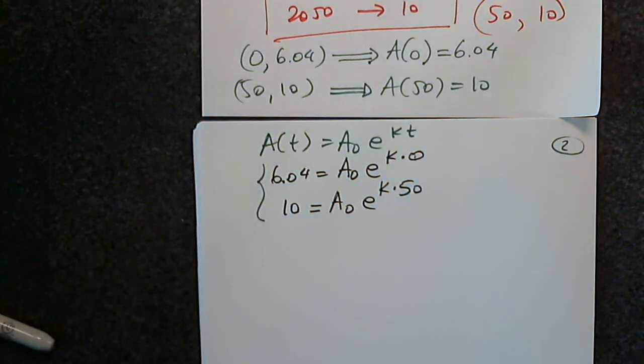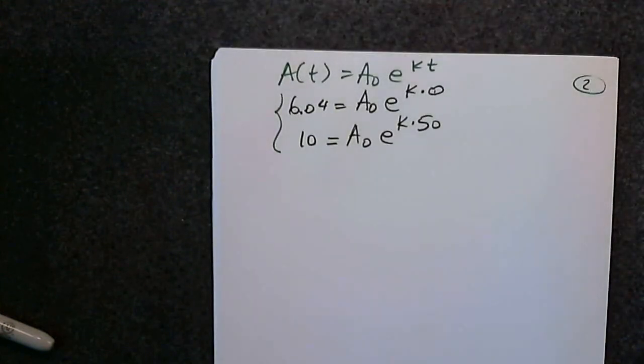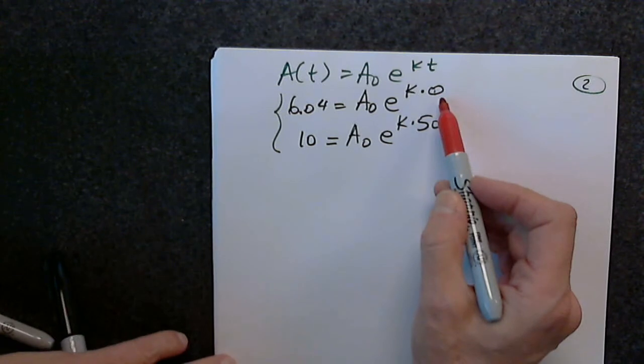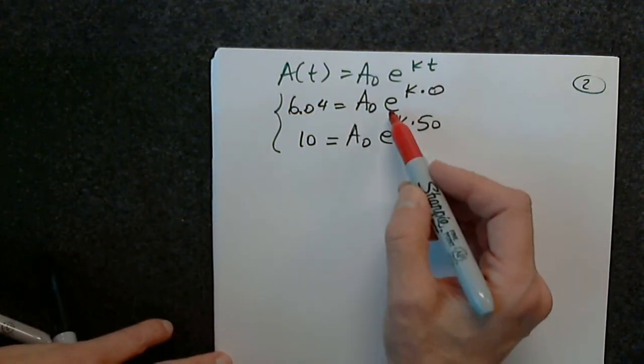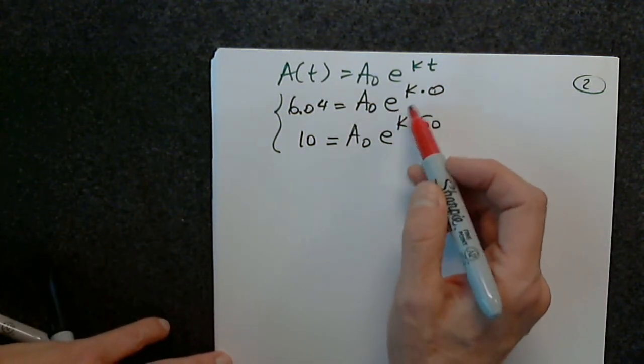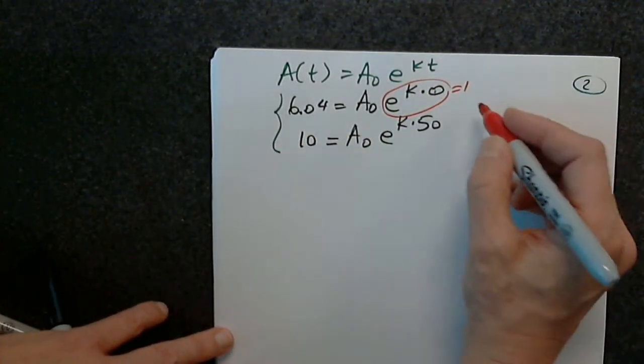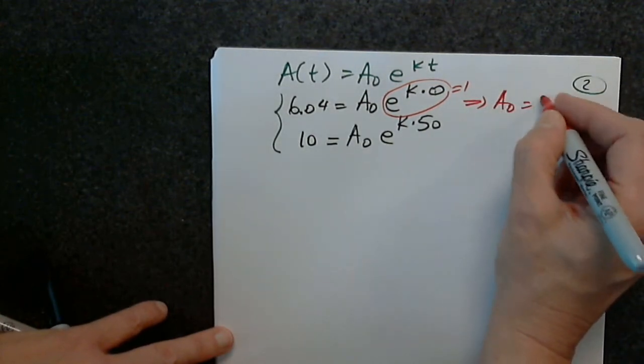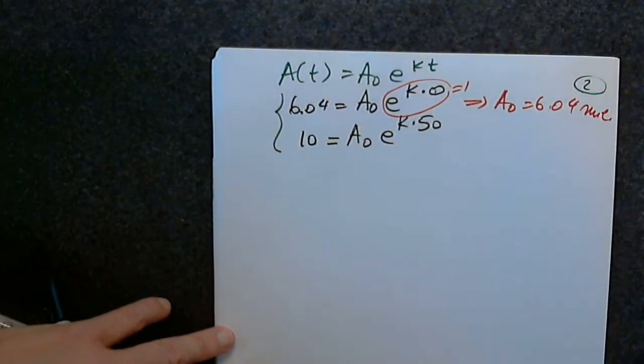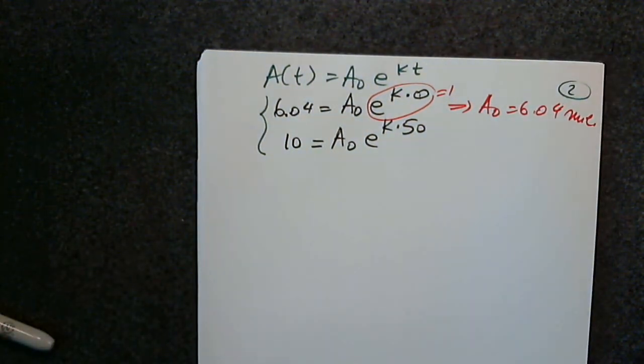So these two equations should give me both variables. From one, I should determine the initial, and from the other, I should determine k, the exponential growth rate. Perfect. So how much is k times 0? 0. How much is e to a number that is 0? E to 0 is 1. Very good. And that's how we get exactly what Ryan said. He said A0 equals 6.04 million. But this is how the mathematical procedure works. Is that clear? Perfect. So now I have A0.